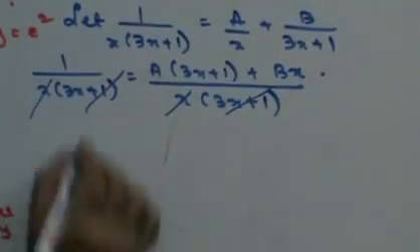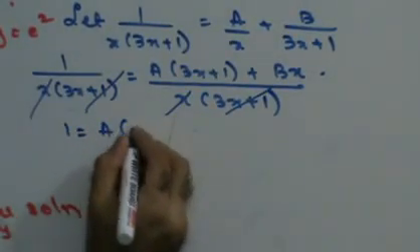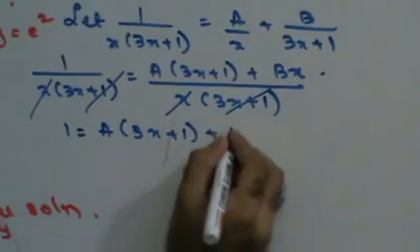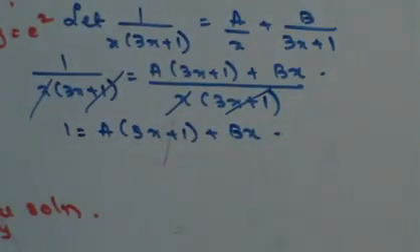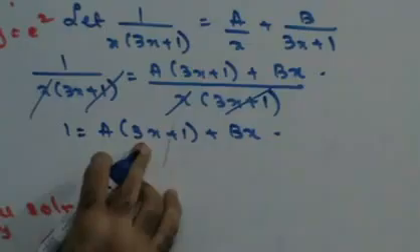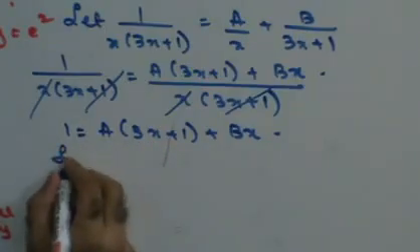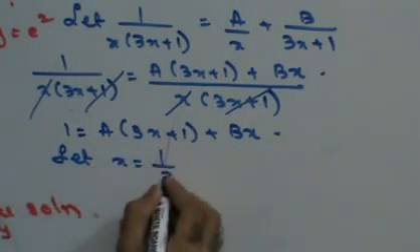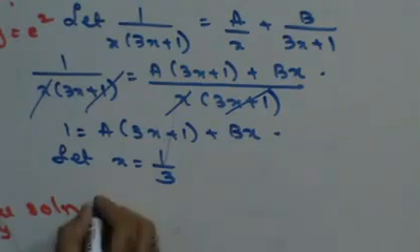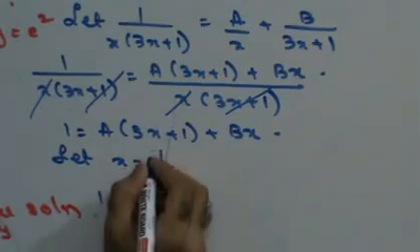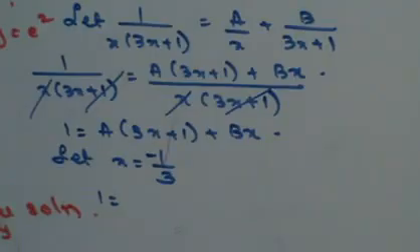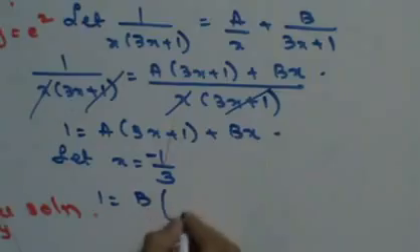So x and x get cancelled, 3x plus 1 and 3x plus 1 get cancelled. So 1 is equal to a(3x plus 1) plus bx, right? Now I want to make this bracket 0. If I want to make this bracket 0, let us assume that x is equal to minus 1 by 3. If I take x to be minus 1 by 3, I will get 1 is equal to b into minus 1 by 3. Therefore you will get b is equal to minus 3.